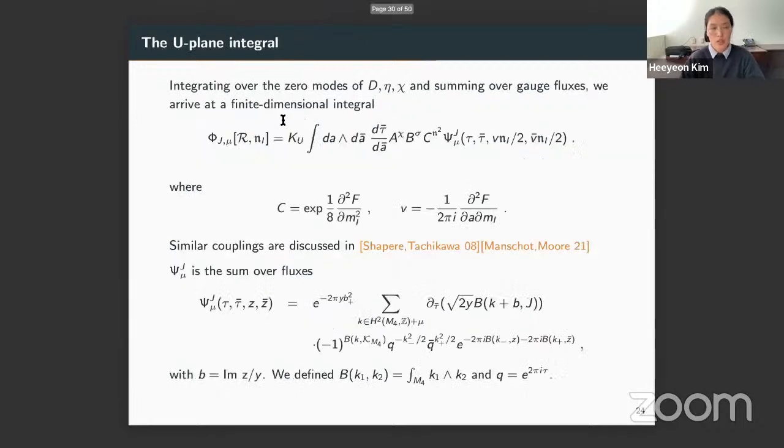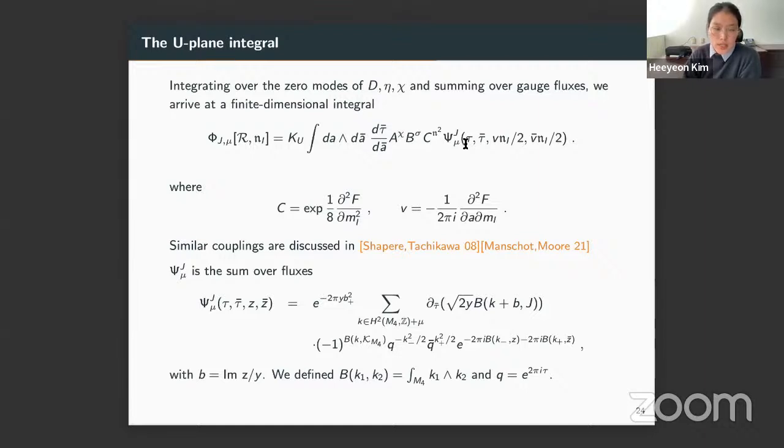So this is the general structure, and you can perform the integration over the zero mode of this auxiliary field, as well as the fermion zero modes, and you can also sum over the gauge fluxes. We arrive at the following finite dimensional integral. This integral is at the moment over a and a bar. Here, A and B are some gravitational couplings that take into account the coupling to chi, the Euler characteristic, and the signature sigma. And in addition, we have C, which is essentially a coupling that takes into account the fact that there is some non-trivial contact term in the IR when you have this codimension two defect, which is specified by this class N_i that I just discussed before.